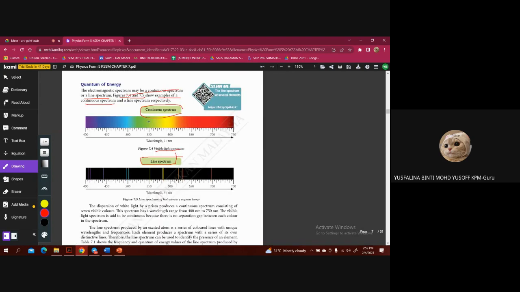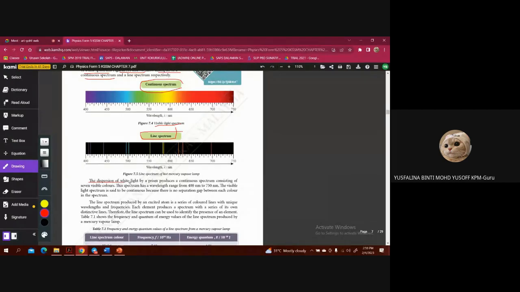This is a continuous spectrum. So the dispersion of white light, we know that if we combine all the colors, they will produce white light. So the dispersion of white light by a prism produces a continuous spectrum consisting of 7 visible colors. Let's say I have a prism there and you put the white light here. If I have a screen or maybe white paper, then the colors will be the 7 visible colors that we already know, RGB, the colors of the rainbow, right?